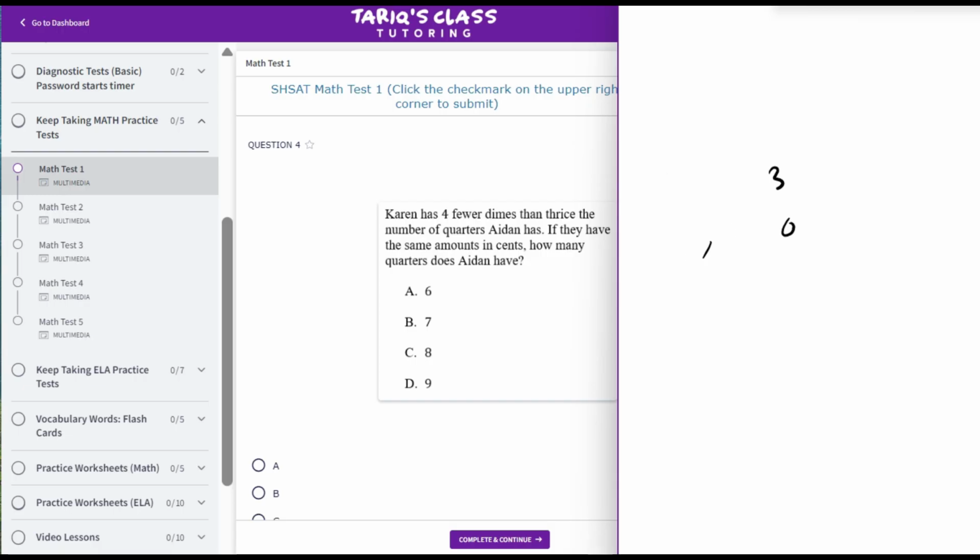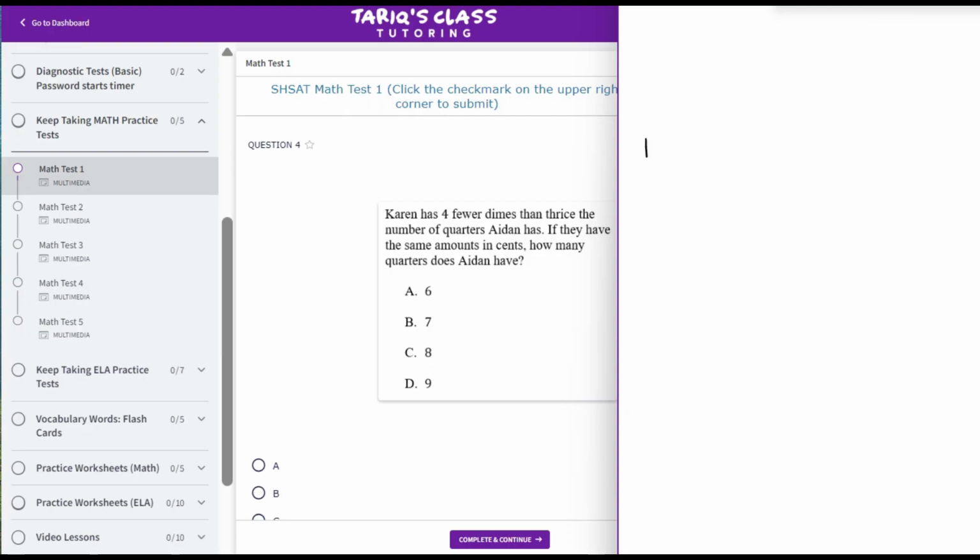So Karen has 4 fewer dimes than thrice the number of quarters Aiden has. So remember, this is an adaptive test. So we're expecting harder questions in the actual test this year if you keep getting them right. So Karen has 4 fewer dimes than thrice the number of quarters Aiden has.